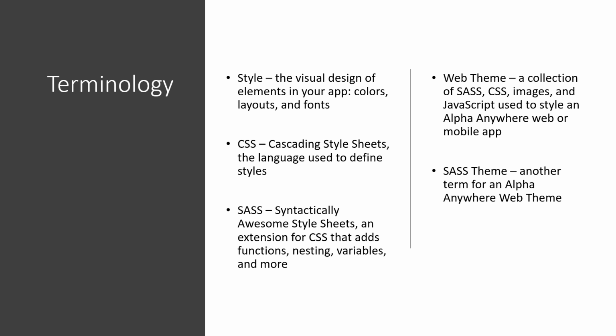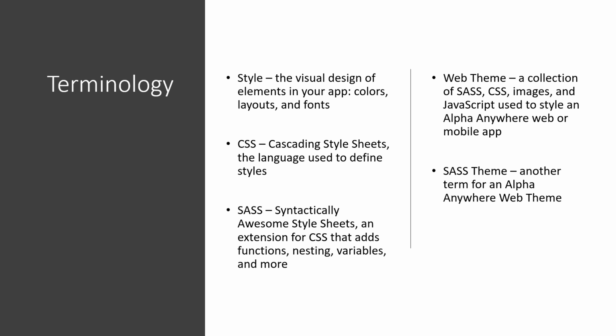In Alpha Anywhere itself, the places where you use these are in the web theme. The web theme is a collection of all the SASS, the CSS, and the images that might be used for icons, and any JavaScript used within the application to apply that style. All of that's contained within a web theme in Alpha Anywhere.